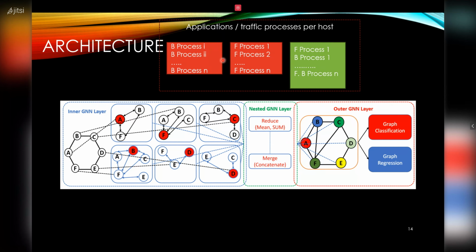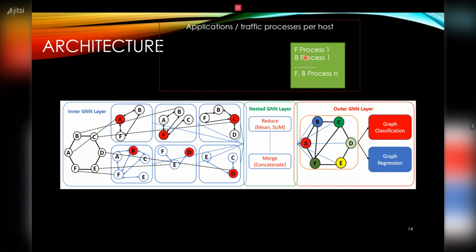For example, if I can show you in this animation, process 1 to process n is running, and we have combined these processes and represented them by this red highlighted node, which is then connected to the main graph, and this main graph is connected to the outer GNN. Here we have a nested GNN, reduce and mean layer, which helps us minimize the computational cost and the internal processing of these subgraphs.